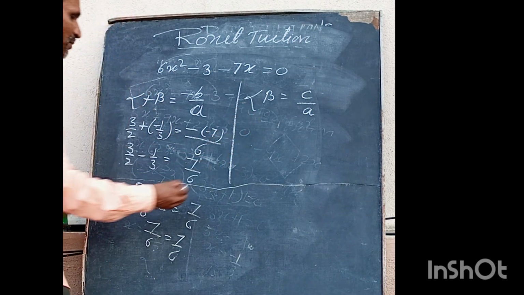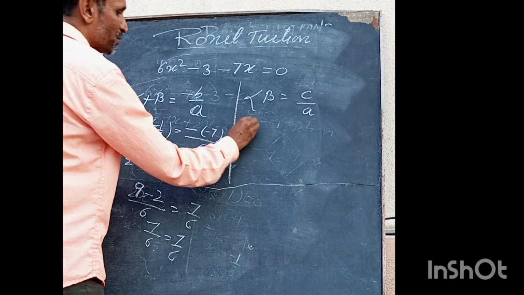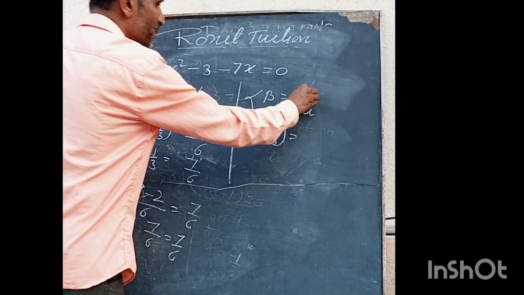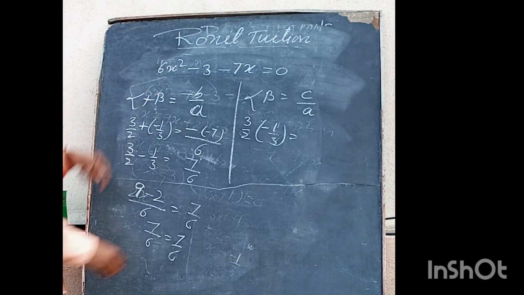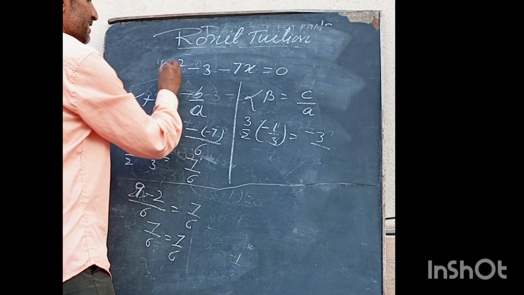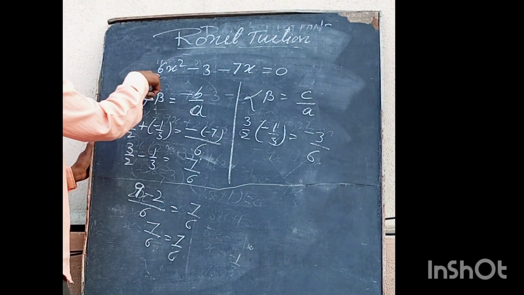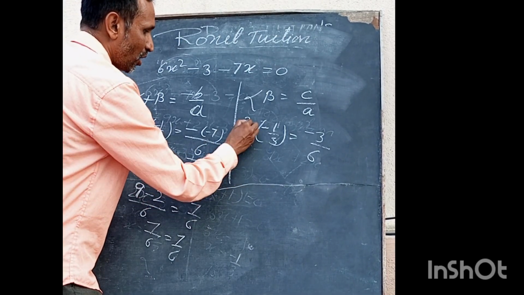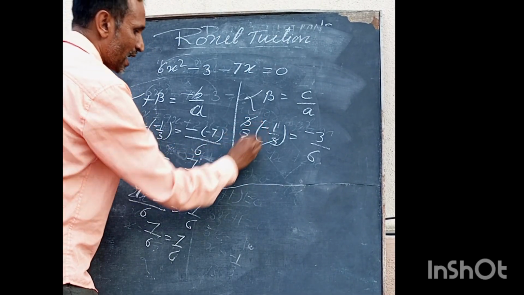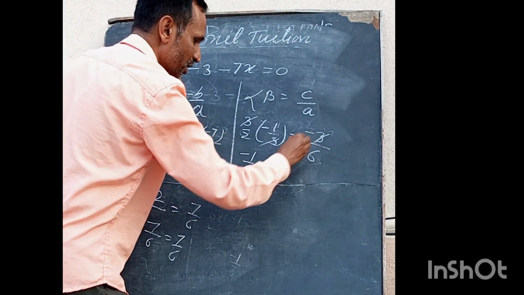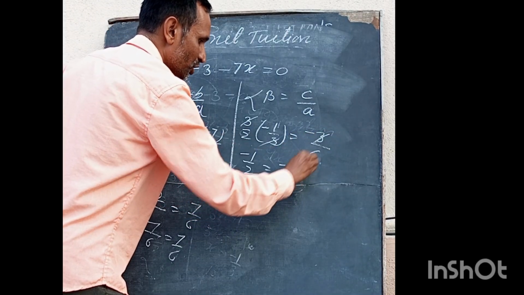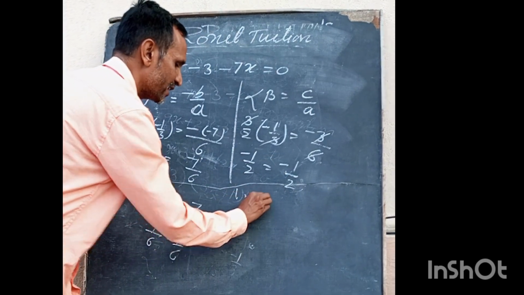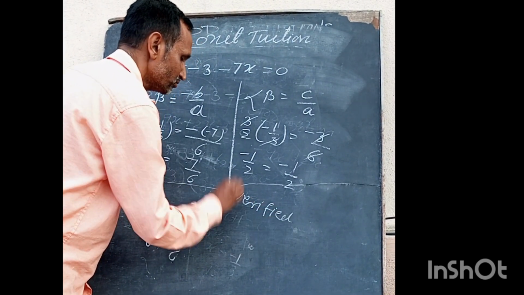And alpha beta: alpha we got 3 by 2, beta we got minus 1 by 3, is equal to c by a. The c value is minus 3 and the a value is 6 in the given quadratic polynomial. Multiplying, 3 ones are 3, otherwise cancellation can happen: minus 1 by 2, is equal to minus 3 by 6, which is minus 1 by 2. Hence it is verified.